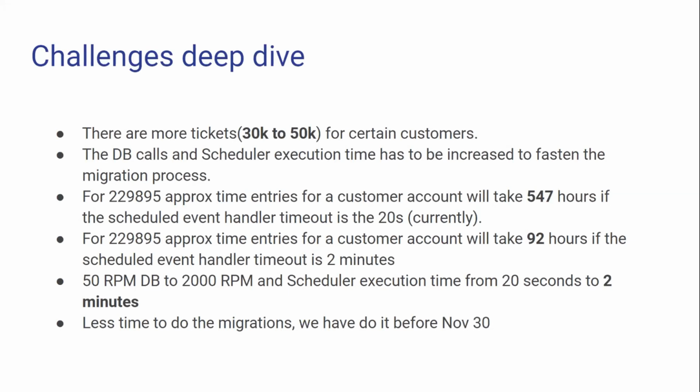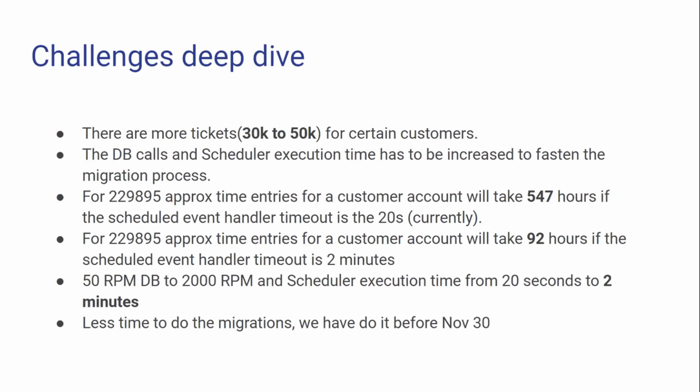For example, if you take a certain customer, there are approximately 229,000 time entries. In order to migrate those time entries, we might need 547 hours using the scheduler event. By default, the scheduler event timeout is 20 seconds. So using that 20 seconds, we could do it, but it will take 547 hours.